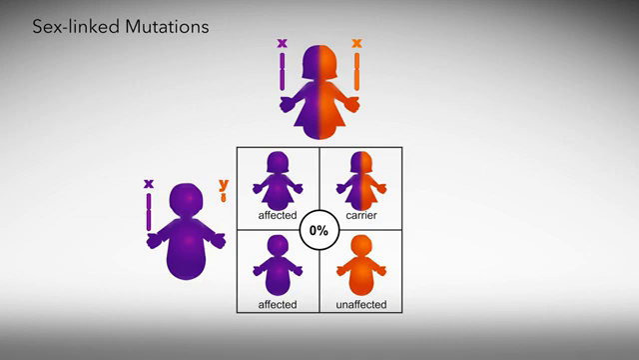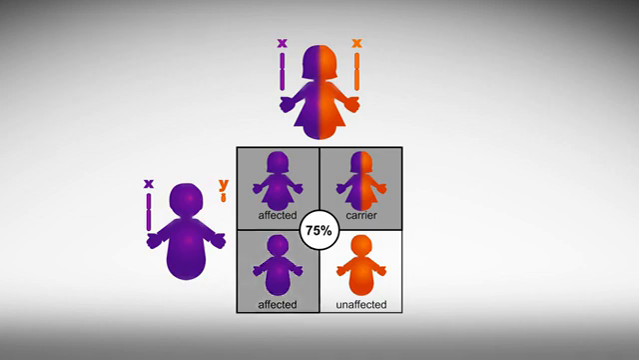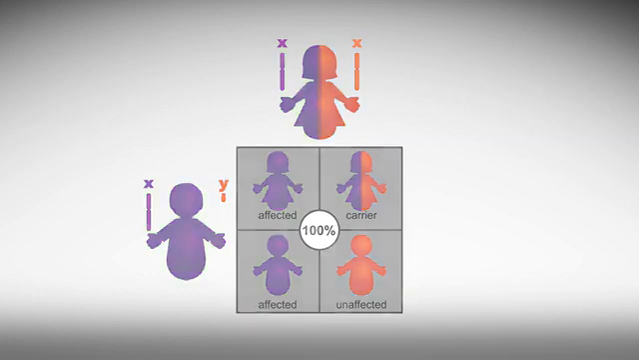Carrier mother with 1 copy and an affected father. Half of the girls will be carriers and half of the girls will be affected. Half of the boys will be affected and half of the boys will be unaffected.